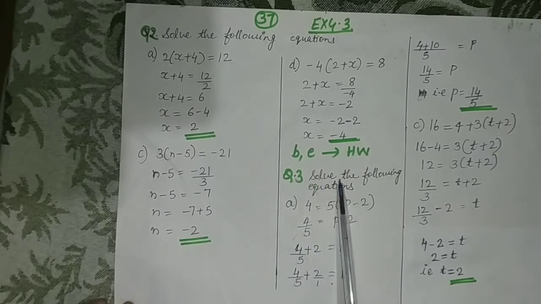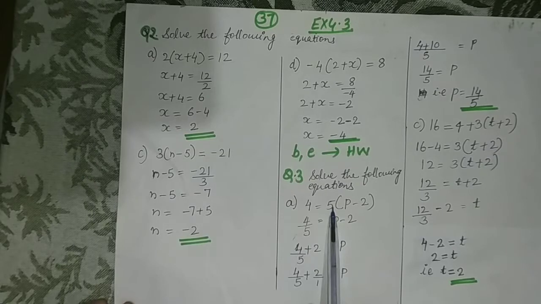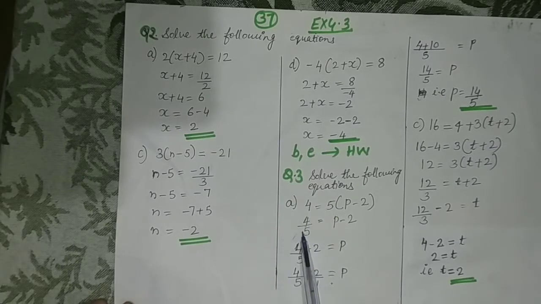Question number 3. Solve the following equations. Okay. Same type of questions only, somewhat different. A. 4 is equal to 5 into P minus 2. In RHS 5 is multiplied. We are taking this 5 from RHS to LHS, so it will divide.